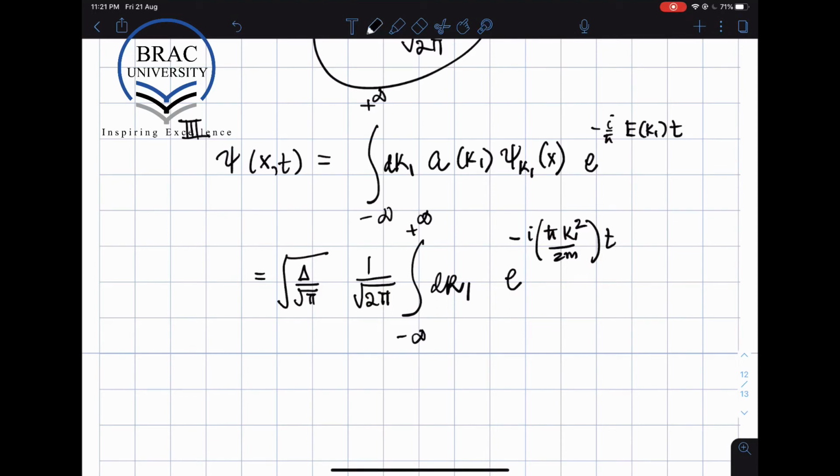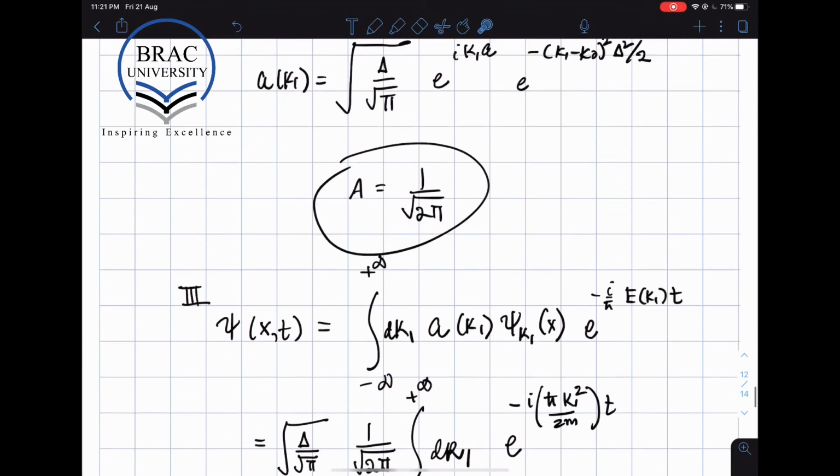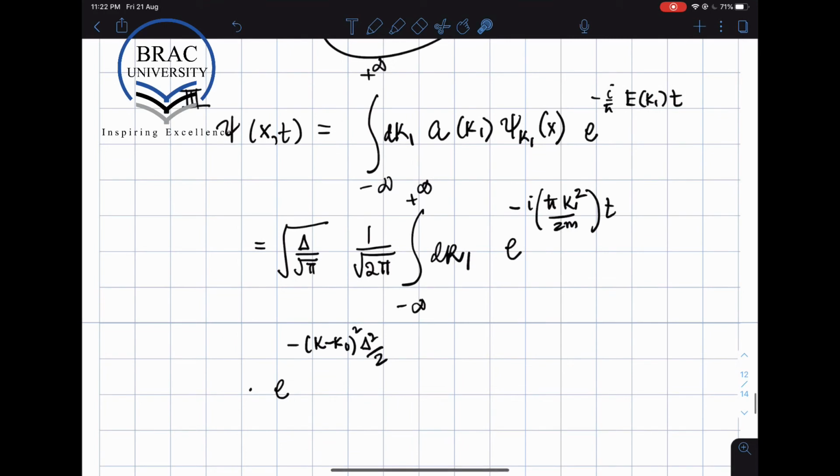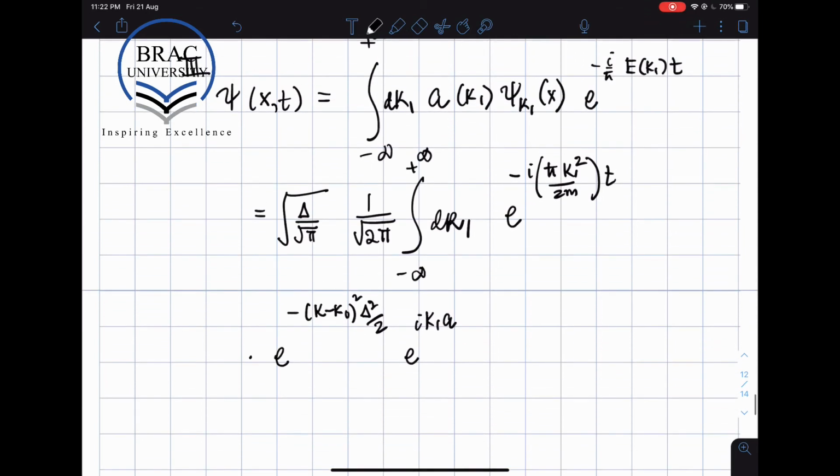All right. And then what are the other factors? And then we have a factor of e to the power minus k naught squared delta squared by 2. This comes from the expression for a, right? See, a has this term. So we are writing that. And then we have e to the power i k1 a. So these are the common terms from both terms coming from this guy.